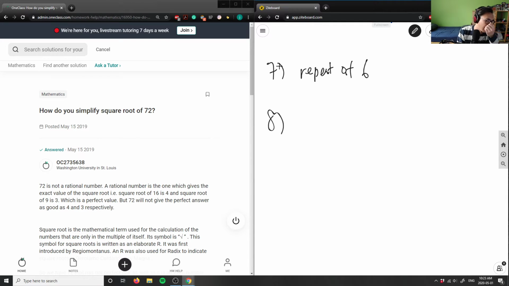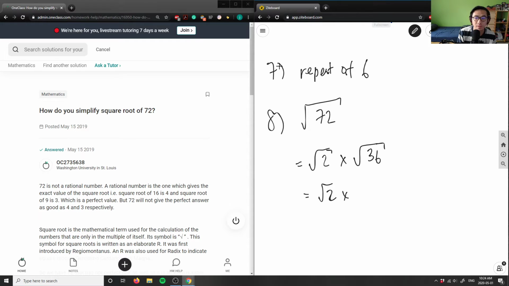And then 8 here says, how do you simplify the square root of 72? So if I were to simplify the square root of 72 here, what I'm going to do is, again, break down this radical into its prime factors here. I know for a fact that 72 evenly divides by 2. So I'm going to take out root 2 here. I'm going to divide 72 by 2 and get 36 here, right? So I have root 2 here.